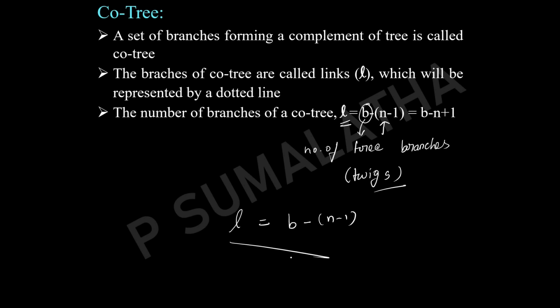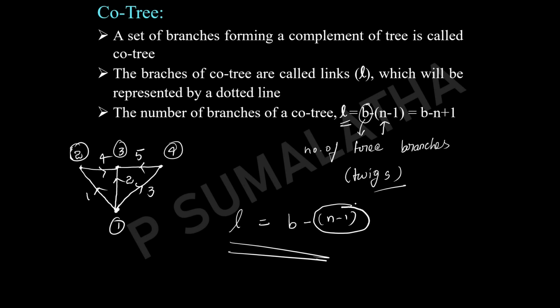Okay, to understand this logic, let us take a simple graph. Here n minus 1 represents the branches which we have selected to form the tree. For example, I am taking the branches 1, 2 and 3 as tree branches. I am forming the tree by taking the branches 1, 2, 3, and the remaining transmission lines or branches which we have not considered for the tree will be called links.